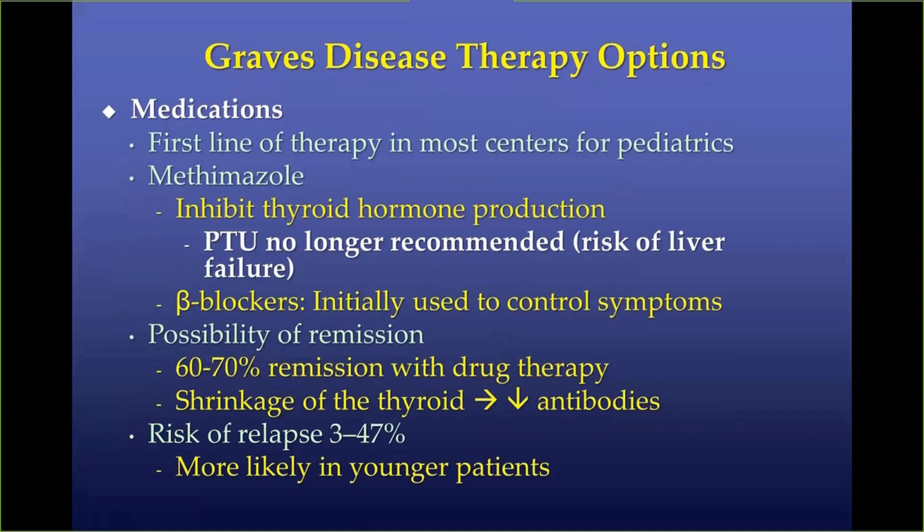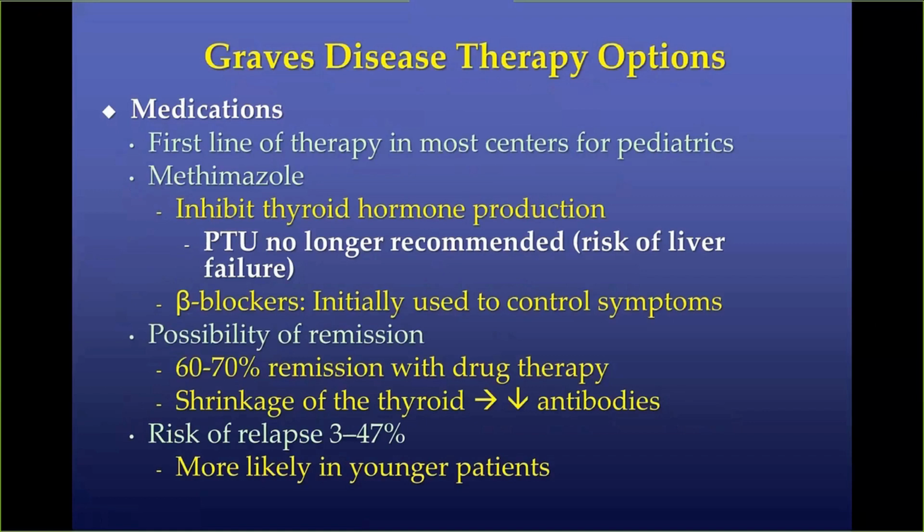Possibility of remission is 60 to 70% with drug therapy, and a lot of times with the decrease in the size of the thyroid, you will see a drop in the antibodies. So sometimes we use thyroid-stimulating immunoglobulin or thyroid antibodies to see the response to the thyroid medication and the risk for relapse too. With the thyroid medication, a lot of times even if you got the thyroid under control, there is still some risk of relapse, and it's actually a high risk, that we always see a lot of times, and it's more likely to happen in younger patients than older patients.